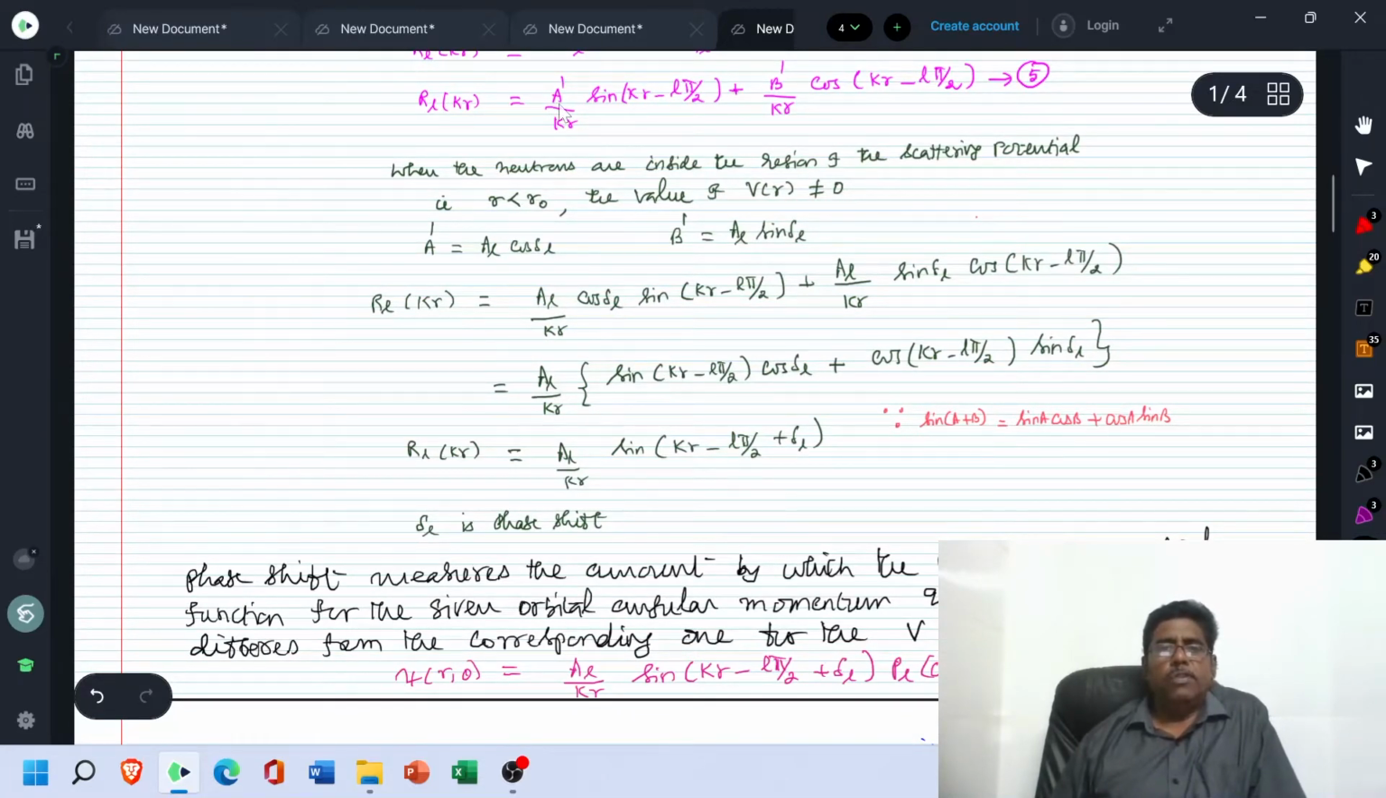If you substitute the values of A' and B', you can get the equation. Now take out A_L by kr outside. It is modified as sin(kr − Lπ/2) into cos δ_L plus cos(kr − Lπ/2) into sin δ_L. Using the formula sin(A + B) = sin A cos B + cos A sin B, the above relation is modified as R_L(kr) is equal to A_L by kr into sin(kr − Lπ/2 + δ_L).